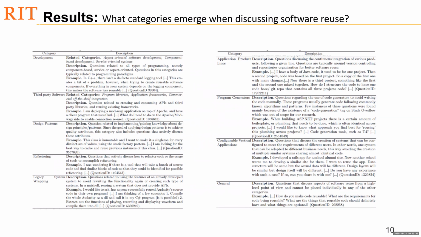For the last RQ, what categories emerge when discussing software reuse? For this question, we performed a systematic literature review in order to gather all of the categories reported in the literature. We then did our refinement by either modifying or adding additional categories. That resulted in the following 9 categories, which include development, third-party libraries, design patterns, refactoring, legacy system wrapping, application product lines, program generators, configurable vertical applications, and general.